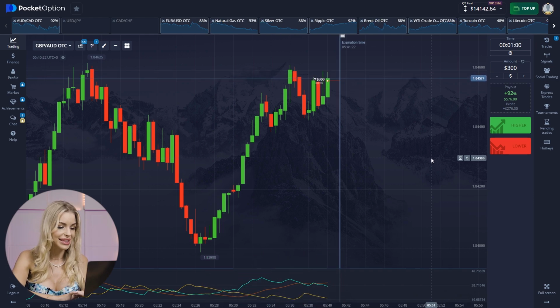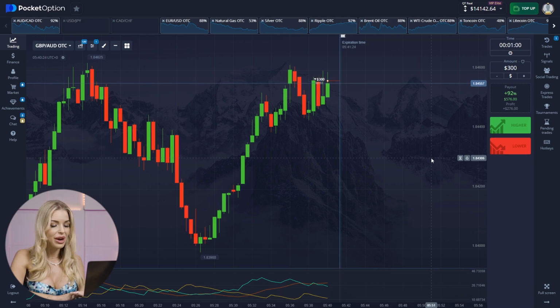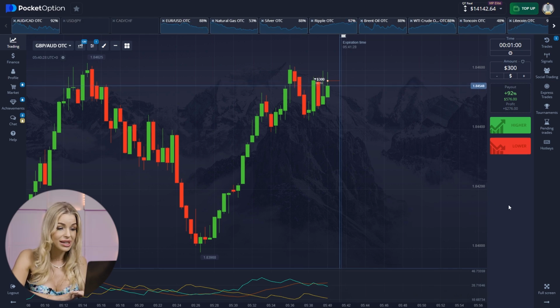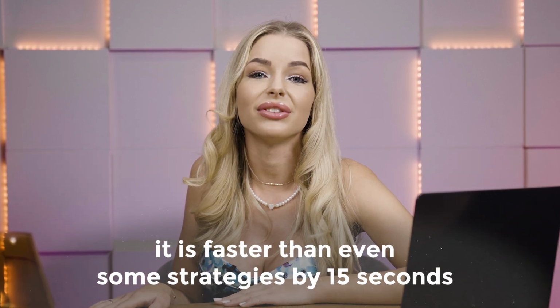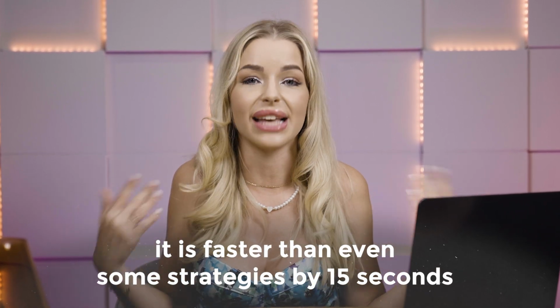As soon as we opened the deal, the price went up. But there is nothing to worry about. We still have more than 50 seconds before the price levels off. 50 seconds is a long time, and it seems like a slow strategy. But in my experience, it's faster than even some strategies by 15 seconds.